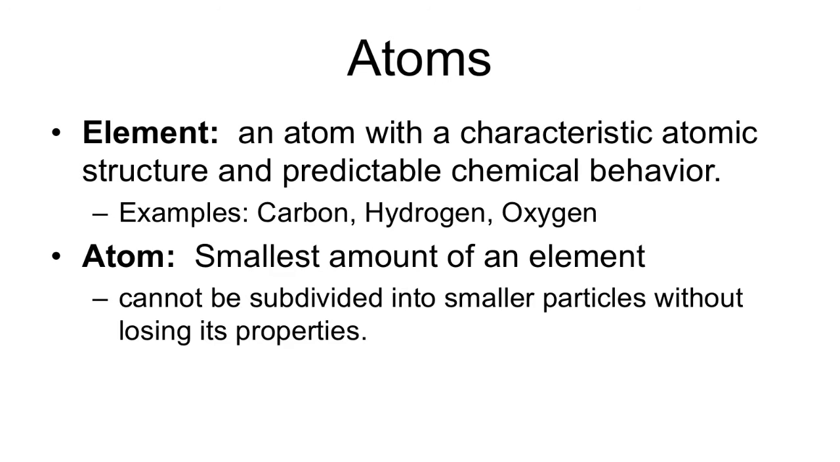Elements. We talk a lot about elements in biology. Most frequently we talk about carbon, hydrogen, and oxygen, but we also talk about other types of elements. And elements are just atoms that have characteristic behaviors and certain structures. An atom is the smallest amount of an element you can get. You can't divide it into any smaller particles without losing those characteristics and predictable properties.